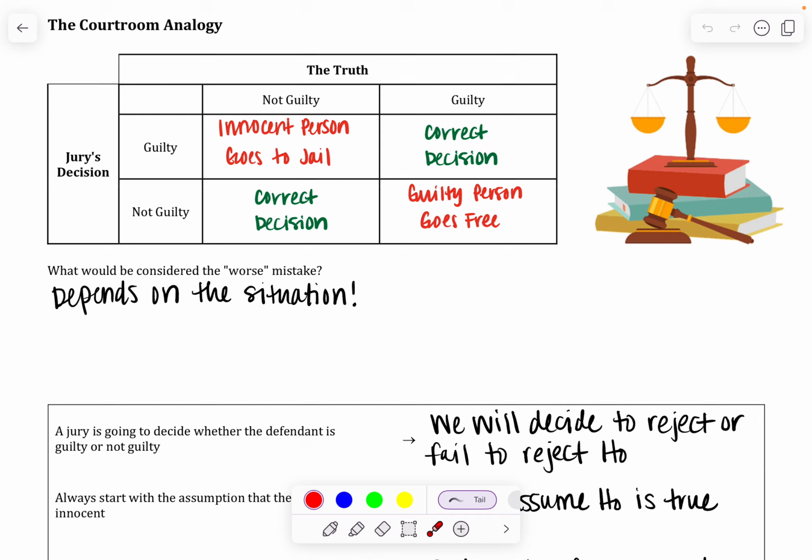One of the things that we often get asked is what mistake would be worse? And it honestly depends on the situation. Maybe the crime is shoplifting, and an innocent person going to jail is worse than a guilty person going free. On the other hand, if it's murder, then a guilty person going free is a lot more problematic than an innocent person going to jail. An innocent person shouldn't go to jail, but you get the idea.